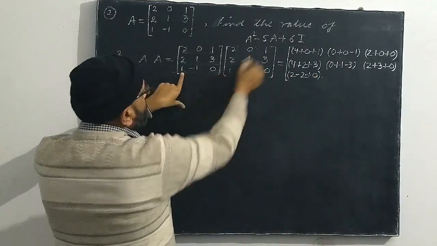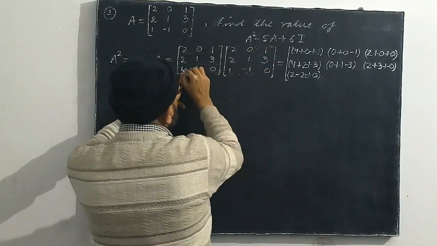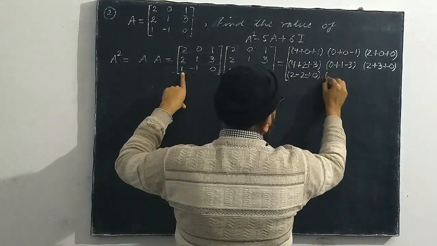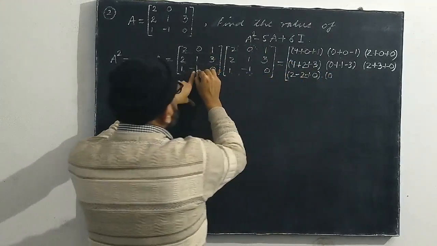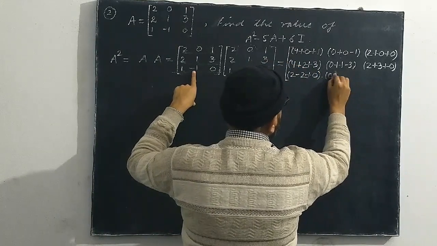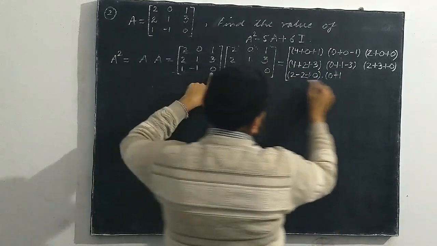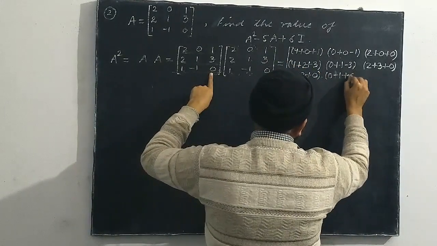Next, the second column, third row and second column. So first element will multiply first element, we get 0. Second element will multiply second element, minus 1 into plus 1 is minus 1. And third element will multiply third element, 0 into minus 1 is 0.